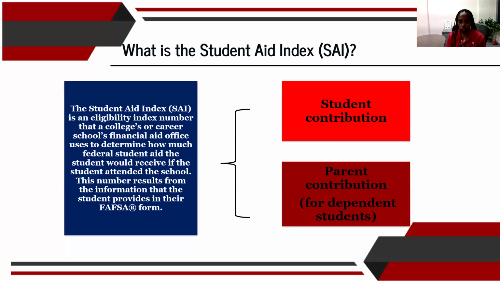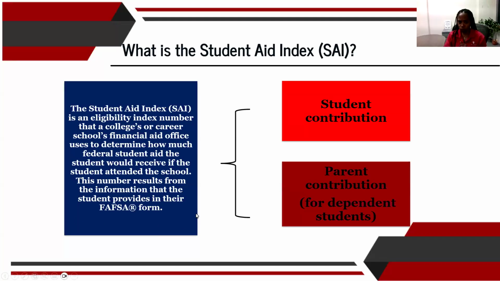A few key points about the Student Aid Index. This is not the number that you are expected to pay for your education, and it will remain the same regardless of what school you attend. So for example, if it spits out that you have a negative 1,500 SAI, that does not mean that you're going to get back $1,500. If it spits out an SAI of 1,000, that doesn't mean that you're going to be responsible for only paying $1,000 to the institution. So it does vary.